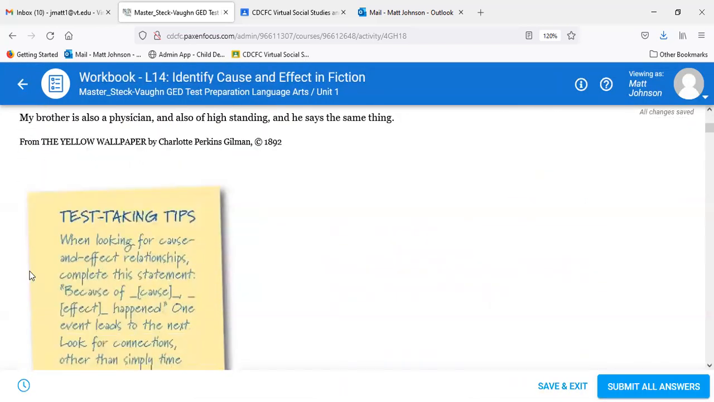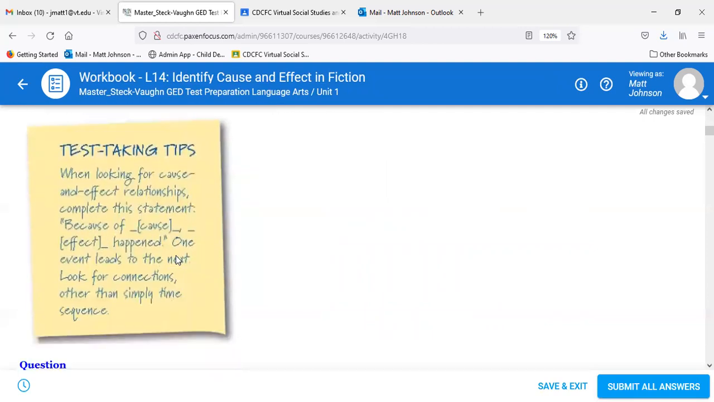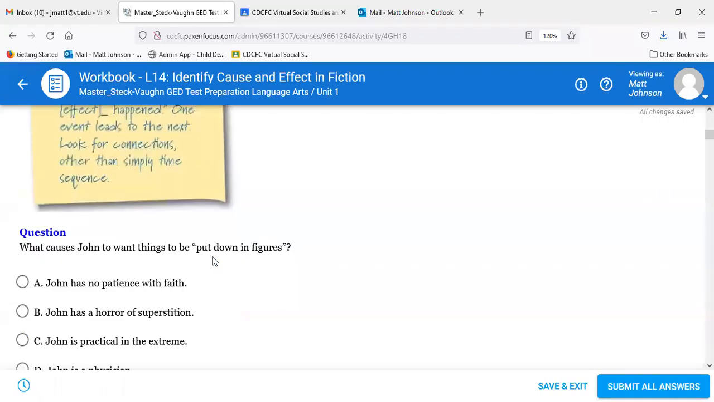Okay, and our test taking tip. When looking for cause and effect relationships, complete this statement: because of blank, blank effect happens. One event leads to the next. Look for connections other than simply time sequences. So that's the thing too, right? Our brains think chronologically, in order of time. Sometimes you want to step out of that and think more about A causes B and the logic behind that.